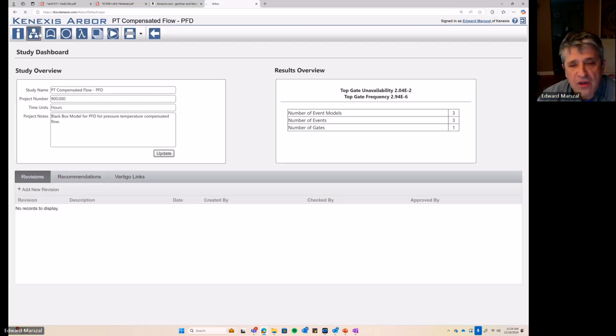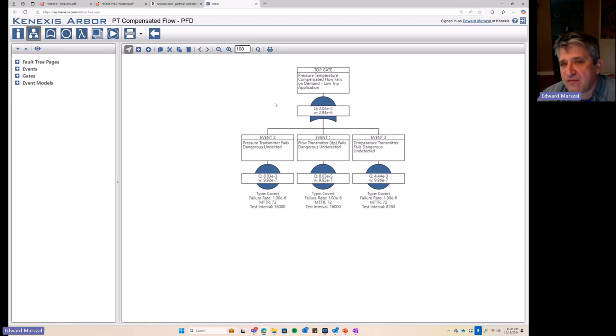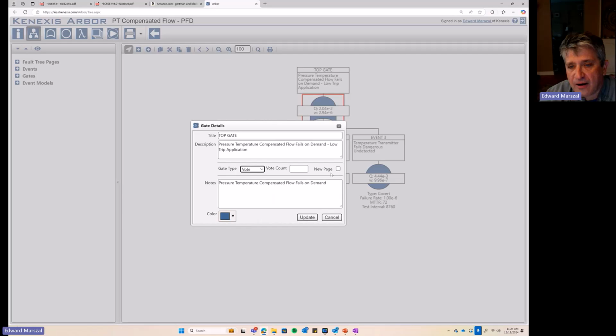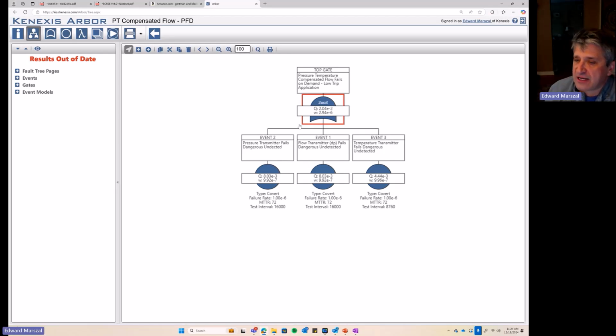So here, you'll see that I've got a fault tree of a pressure temperature compensated flow. I've got my pressure transmitter, my temperature transmitter, my flow transmitter. I put the same failure rate in here just to save myself time, but in reality, all these devices would have different failure rates. So if you had displacer level as one event, guided wave radar as another event, and the switch as another event, then you make your gate a 2 out of 3 voter gate, and it will run that calculation for you.